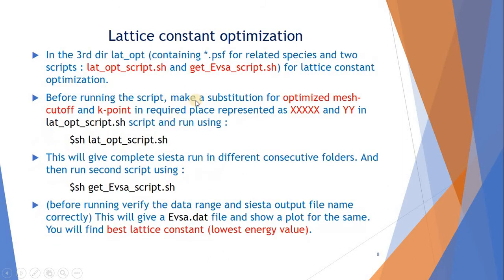For the third step, the lattice constant optimization, we will have again two scripts, one lattice optimization script and a second script to get the E versus A data file. Again, we have to substitute the best optimized mesh cutoff and k-points from the earlier script runs in the space in place of XXX and YY given in that script. Then again we will use these two simple commands, similar to the first one, and we will get this data and find the best lattice constant value by using this.